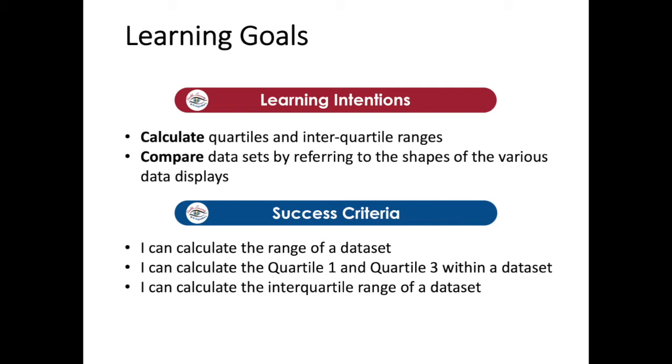So when we're looking at measures of spread, what we are looking at is how far apart or how close together our data is. So data that is close together is going to be more consistent, and data that is spread out over a large range is going to be less consistent.